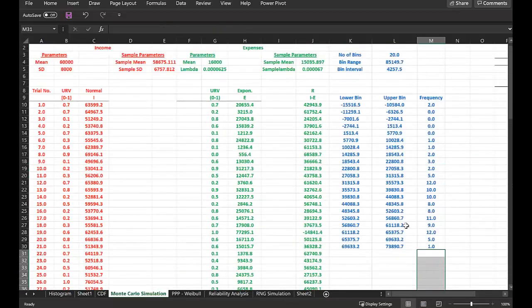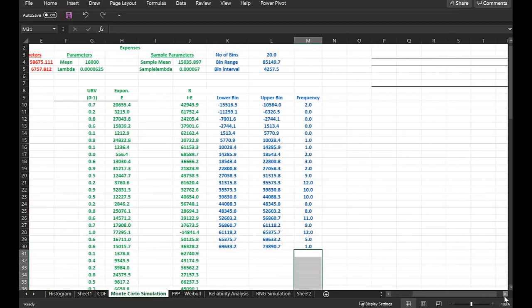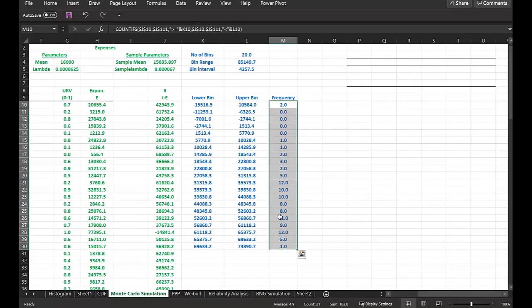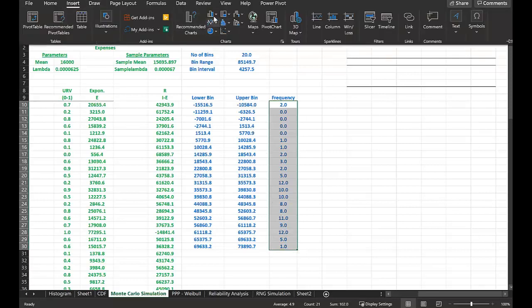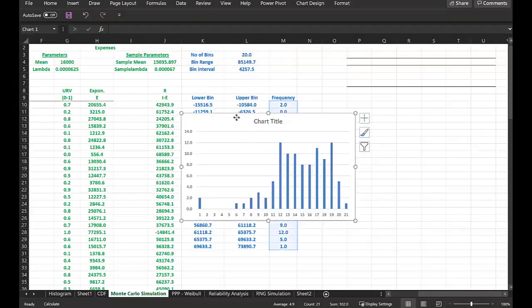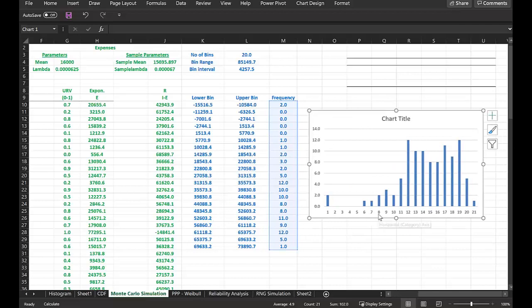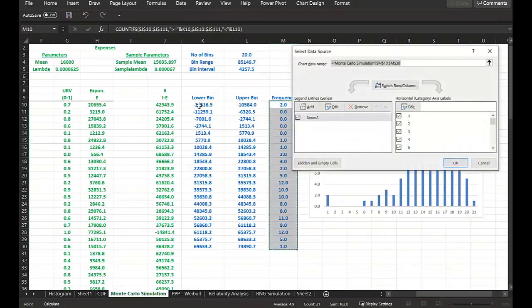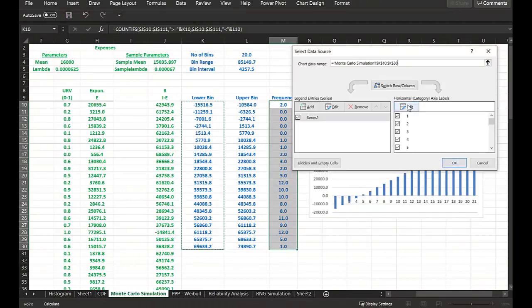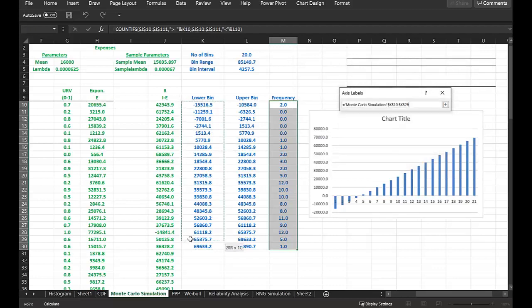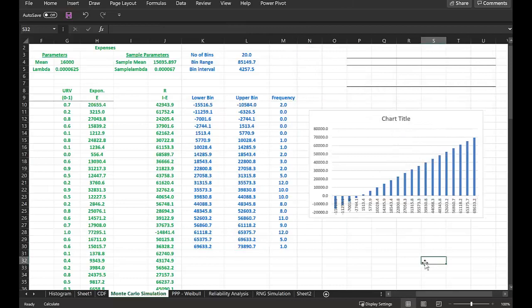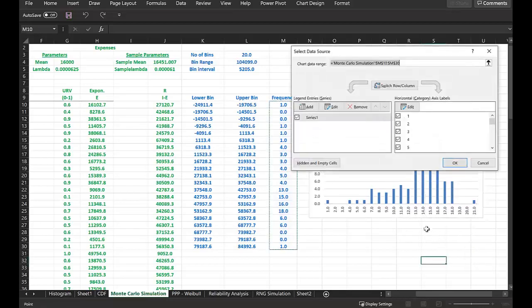Now I have the corresponding frequency in each bin. Then we can plot the histogram. On the x-axis we can plot either the lower bin or the upper bin. We can also plot the mean of the bin, or plot both. Let's change this, and on the x-axis we are plotting the lower bin sizes. Here I have to edit this, and this is the lower bin. You see, there is a mistake.